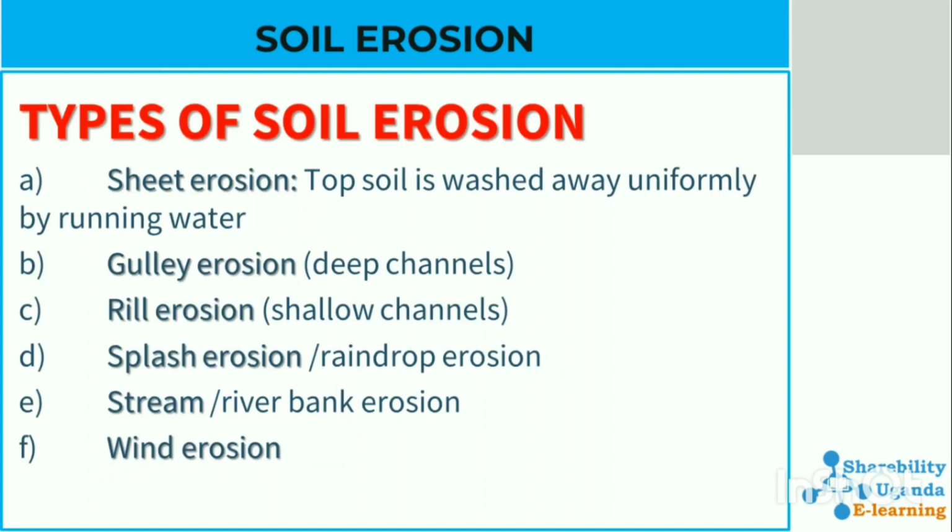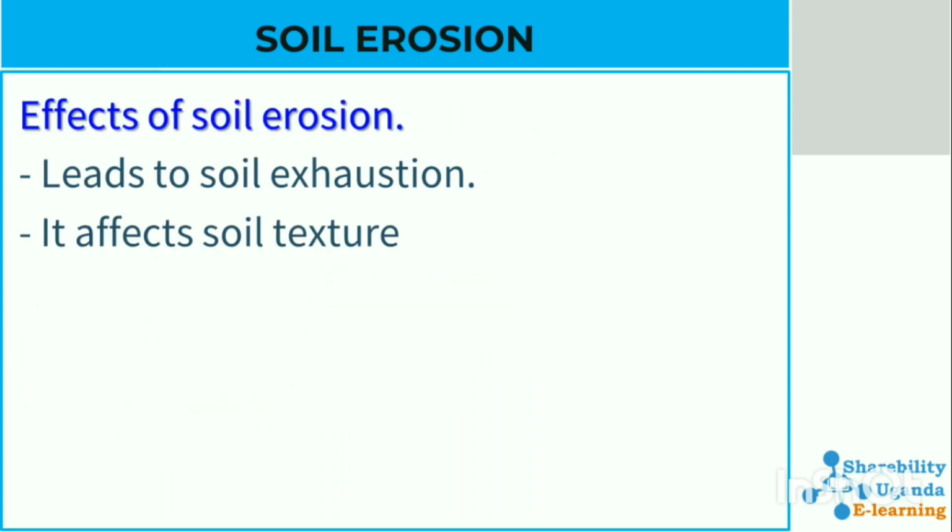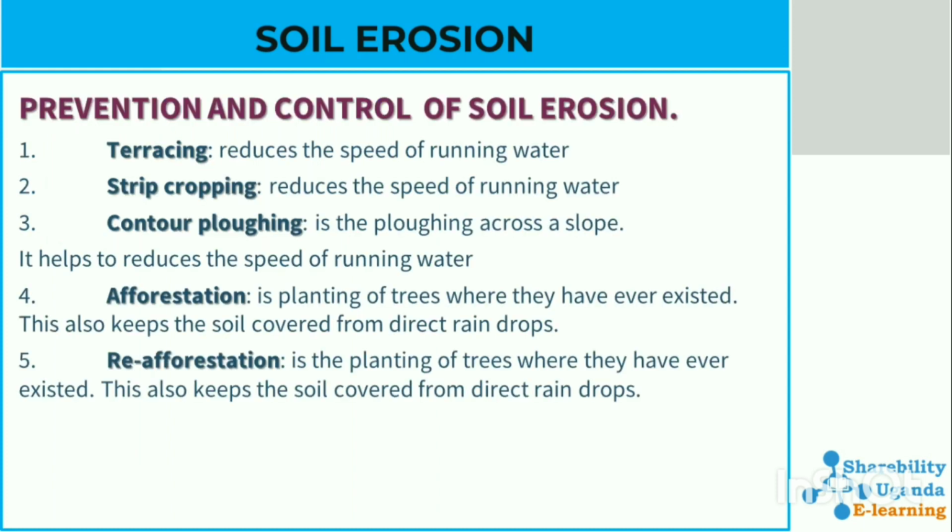We have various types of soil erosion, which include sheet erosion, where the topsoil is washed away uniformly by running water, and then gully erosion, where deep channels are formed. We have rill erosion, where wide but shallow channels are formed, and then splash erosion, stream or riverbank erosion, and wind erosion. Effects of soil erosion: soil erosion leads to soil exhaustion. It affects the soil texture.